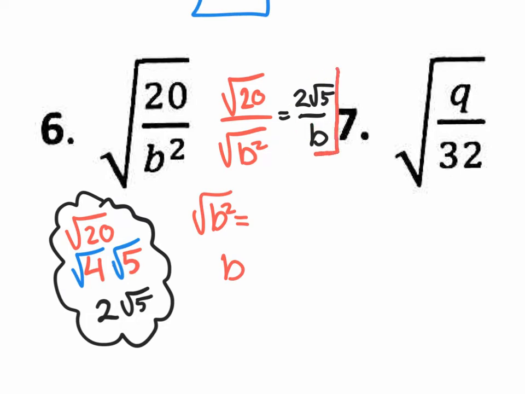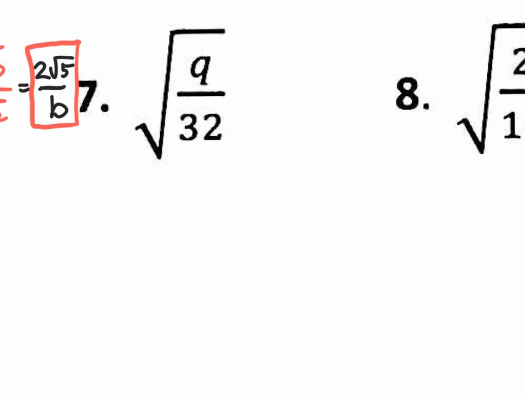And when it comes to getting answers that have fractions with radicals, you don't want to leave a radical in the denominator, and there is no denominator with a radical in this answer. So there's no radical in the denominator on this answer, so we're good. Let's move on to number 7.